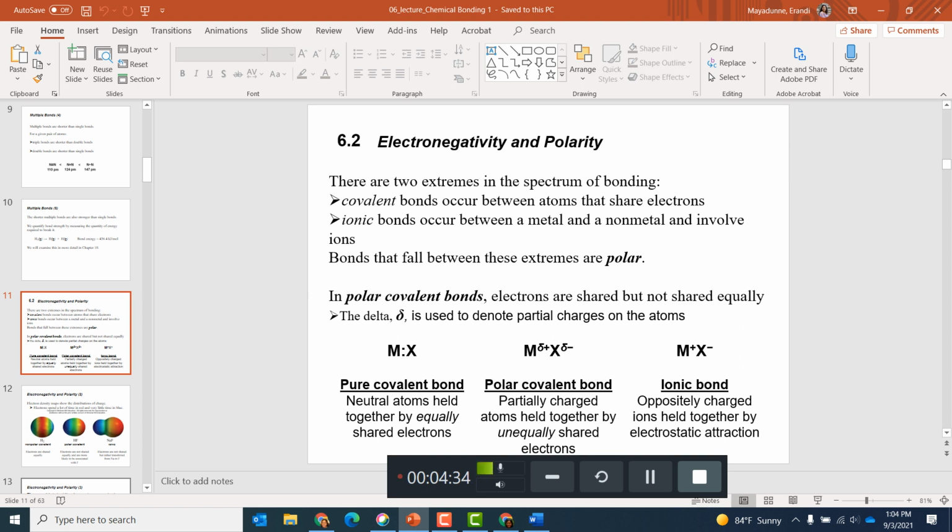Think about something like water, oxygen and hydrogen. Which one is more electronegative? Going from left to right, oxygen is more electronegative, so oxygen pulls the electron cloud towards itself. Because of that, they're not sharing the electrons equally, even though they're sharing. That gives a partial negative charge to oxygen and a partial positive charge to hydrogen. We call that a polar covalent bond. An ionic bond is oppositely charged ions held together by electrostatic attraction.